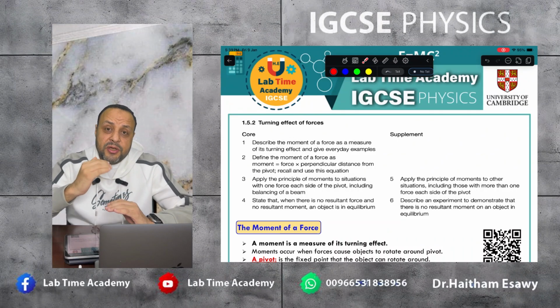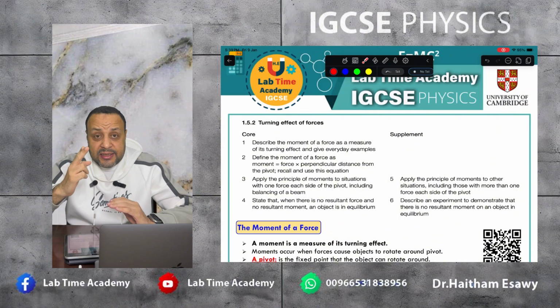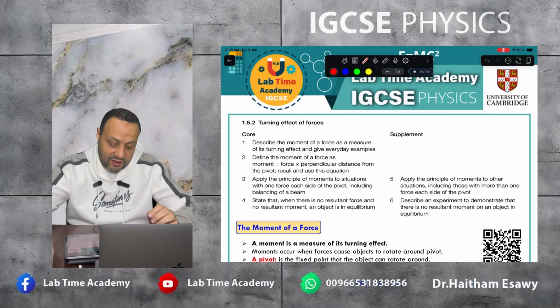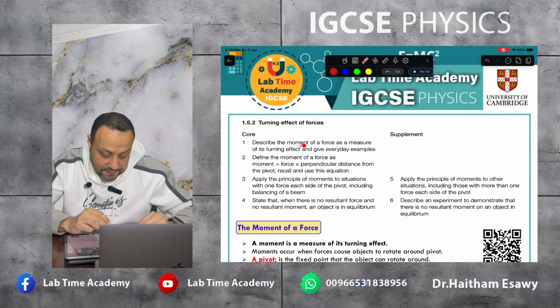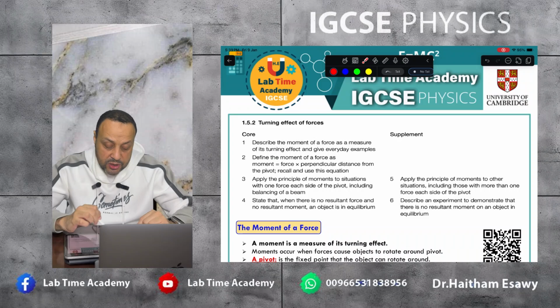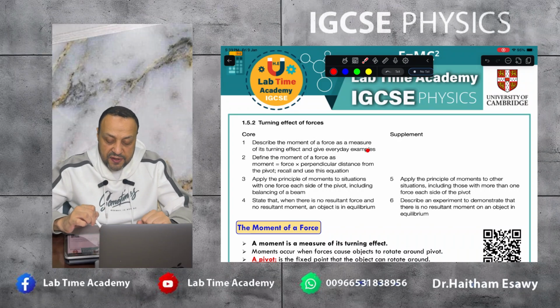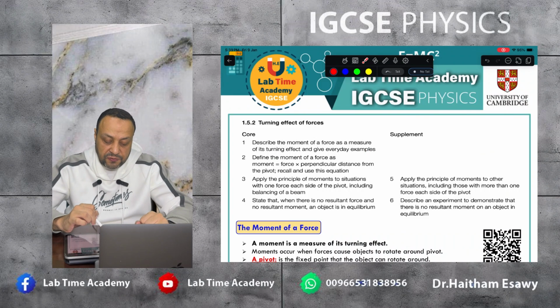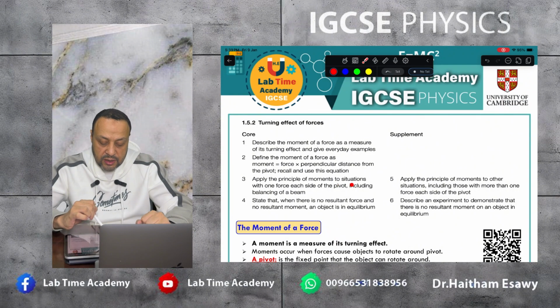But first, let's mention the objectives of our session today, related to the updated syllabus from Cambridge. First, describe the moment of force as a measure of its turning effect and give everyday examples. Define the moment of force as force times perpendicular distance from the pivot. Recall and use this equation. Apply the principle of moments to situations with one force each side of the pivot, including balancing of a beam.